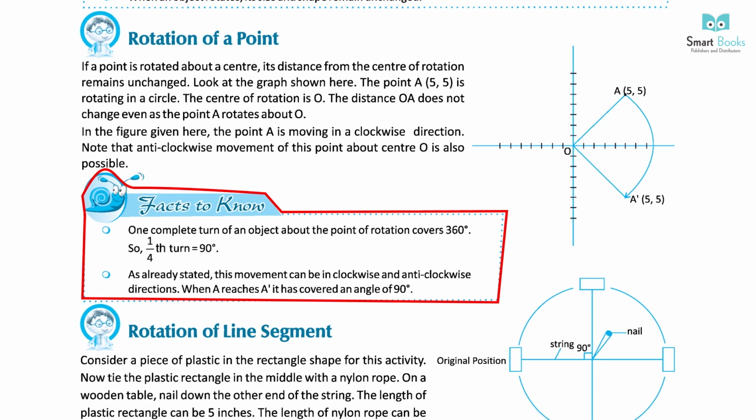Facts to know. One complete turn of an object about the point of rotation covers 360 degrees, so 1/4 turn equals 90 degrees. As already stated, this movement can be in clockwise and anti-clockwise direction. When A reaches A', it has covered an angle of 90 degrees.